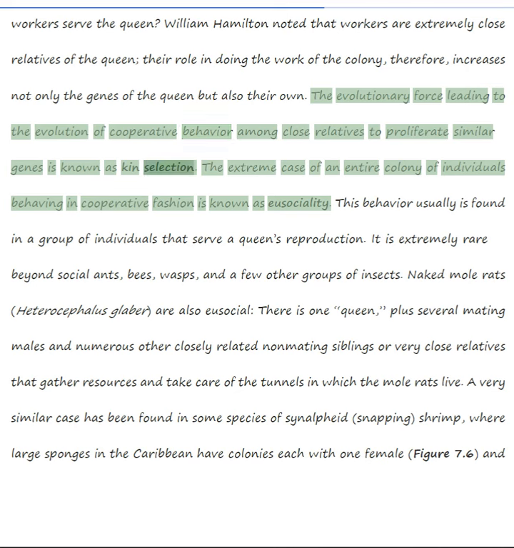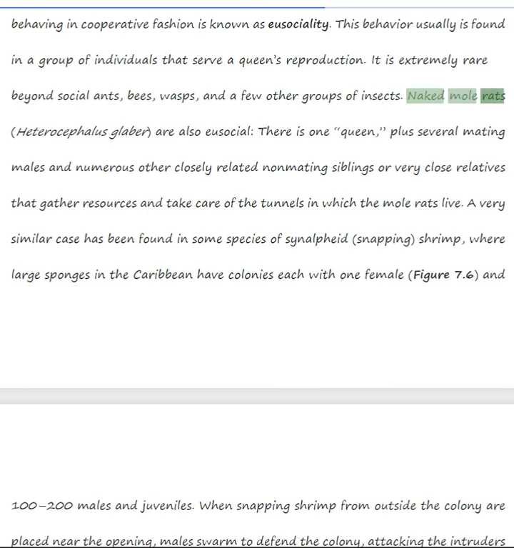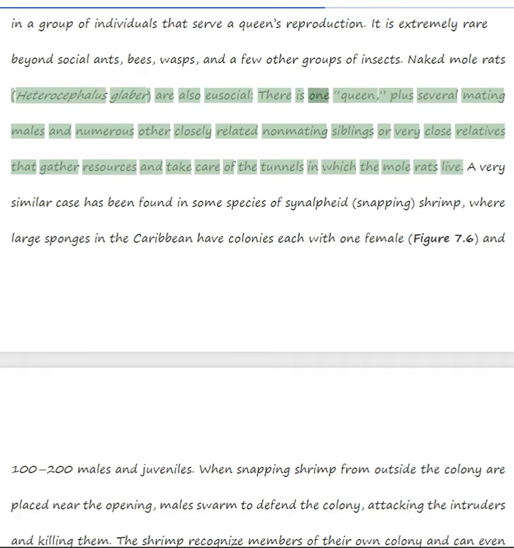known as kin selection. The extreme case of an entire colony of individuals behaving in cooperative fashion is known as eusociality. This behavior usually is found in a group of individuals that serve a queen's reproduction. It is extremely rare beyond social ants, bees, wasps, and a few other groups of insects. Naked mole rats are also eusocial. There is one queen, plus several mating males and numerous other closely related non-mating siblings or very close relatives that gather resources and take care of the tunnels in which the mole rats live.